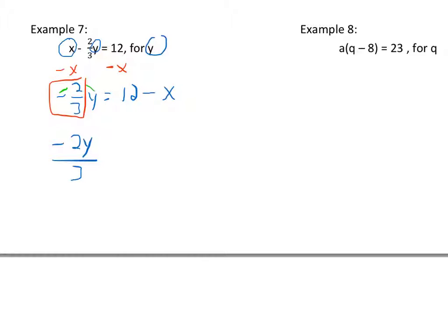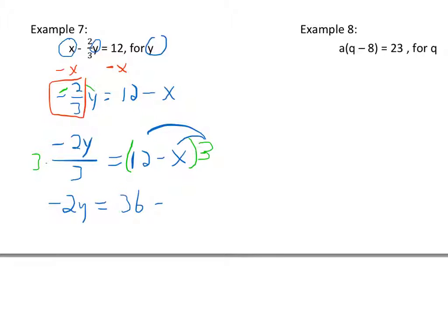Now that leaves us with an equation that maybe is a little bit more clear on what has to happen. So let's say that in this case, I'm going to undo the division by multiplying both sides by 3. Now, I have to multiply everything on the right side by 3, which means we're going to be left with negative 2y equals 36 minus 3x. That's distribution. Again, remember that by multiplying by 3, we canceled those 3's out.